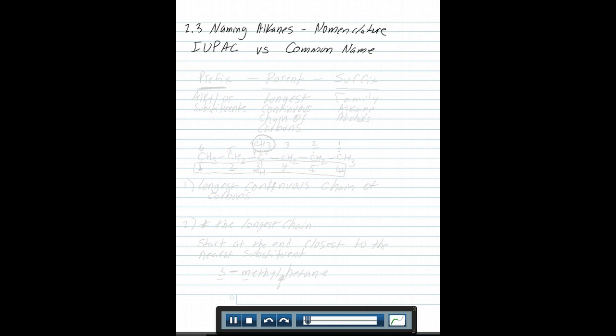There are also common names for a lot of compounds, like acetic acid is one. Technically it's called ethanoic acid. That's the IUPAC name. Acetic acid, though, is something that's been around for years.